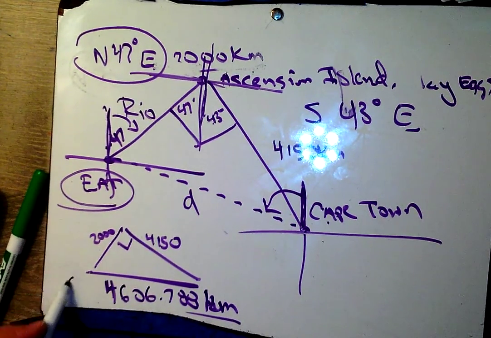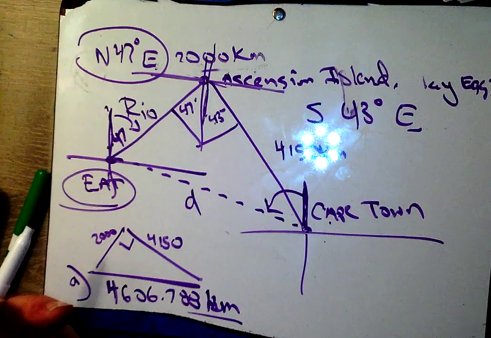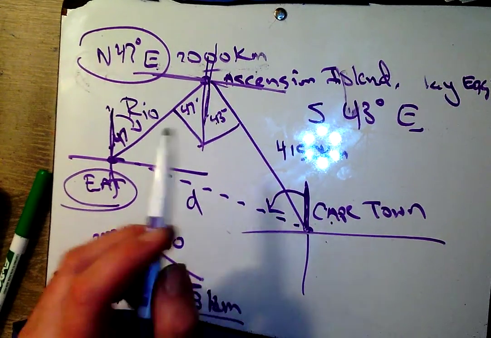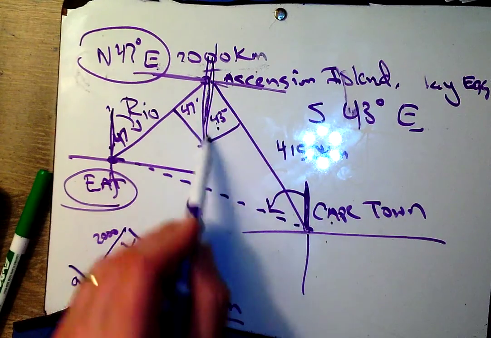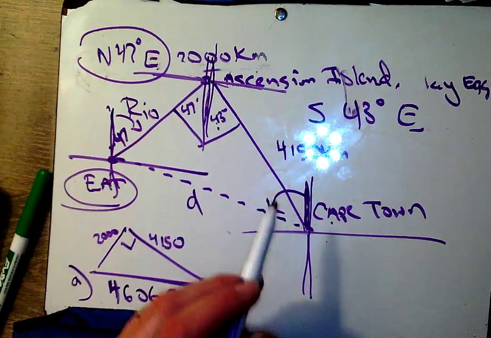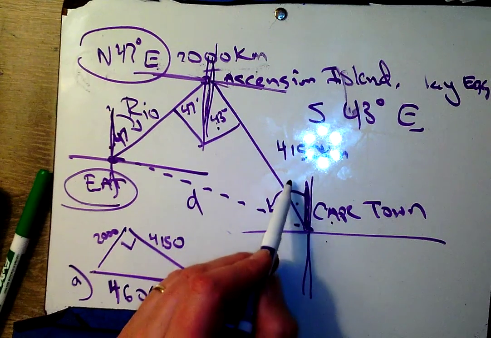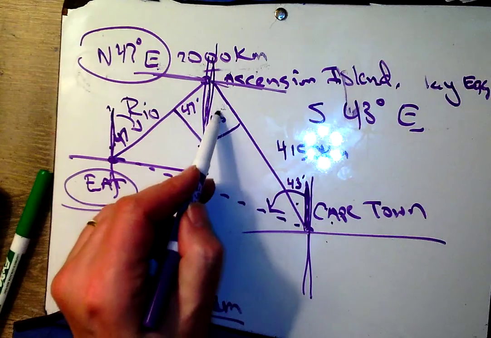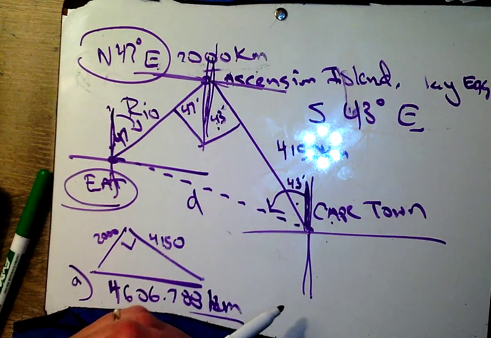We know the distance. There's part A. Part B: on what bearing? Well, let's see what I know. I know that these lines are parallel, and this transversal cuts, so this angle here must be 43 degrees, like that angle there is 43 degrees.